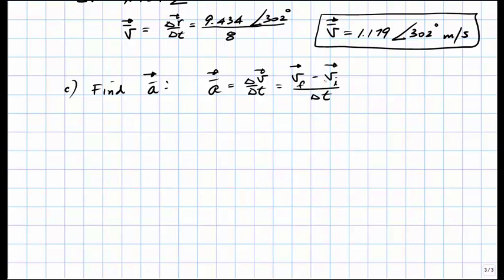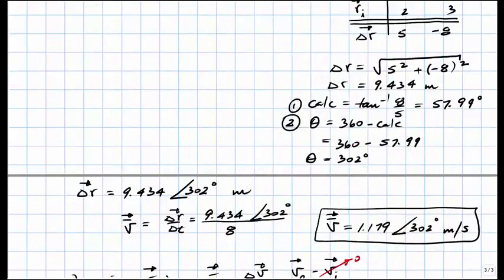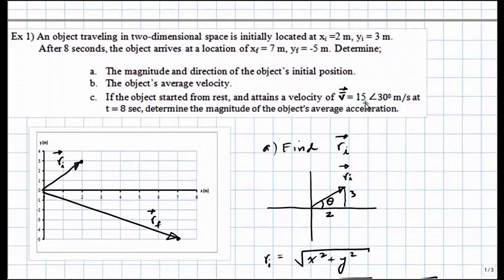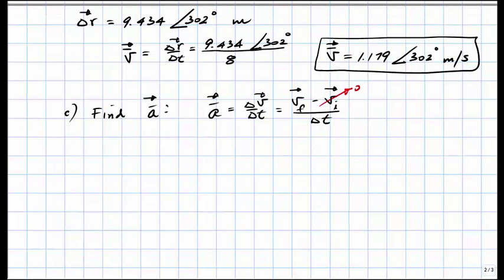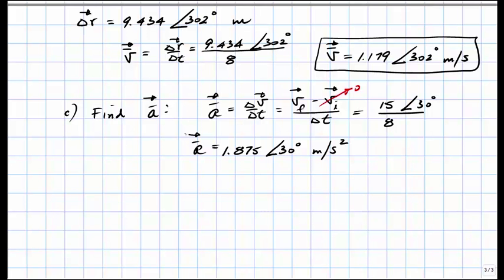We'll also note that the initial velocity was given as 0. And we know the final velocity. We just found that the final velocity in the example equals 15 at an angle of 30. So all we have to do is to introduce this final velocity. Again, it equals 15. The angle's 30 degrees, and we'll divide that by 8. Very simple operation. And so the average acceleration in this case just equals 1.875. The angle is 30 degrees. And the units for acceleration are meters per second squared.